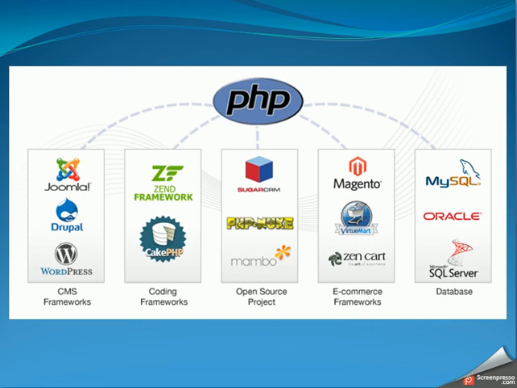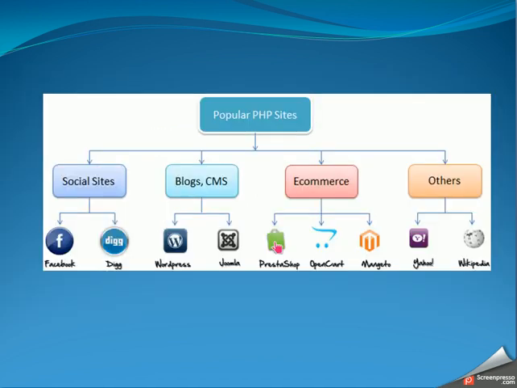PHP is used in many ways for many different applications, such as CMS frameworks, coding frameworks, open source projects, e-commerce frameworks, and databases. PHP is used in lots and lots of different ways. It's also used on many popular websites such as Facebook, in blogs like WordPress, e-commerce sites, which there are many, and others like Yahoo. Yahoo uses PHP in order to bring back query information when people search for elements.